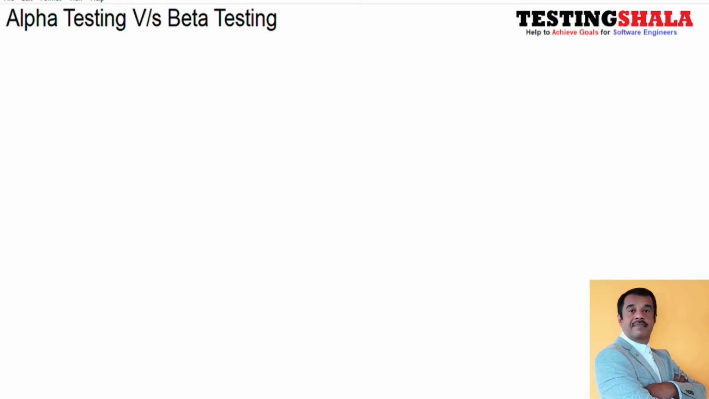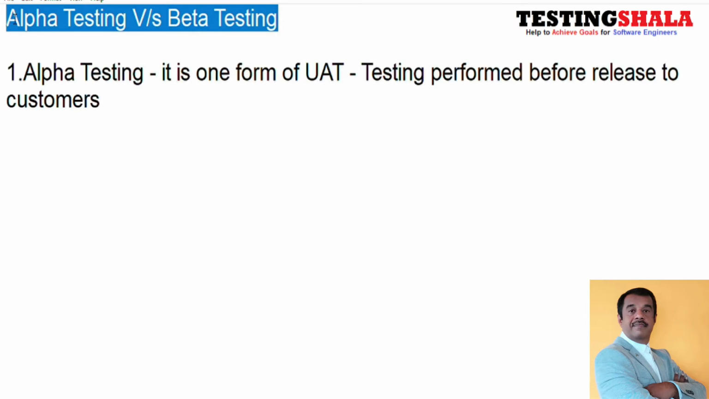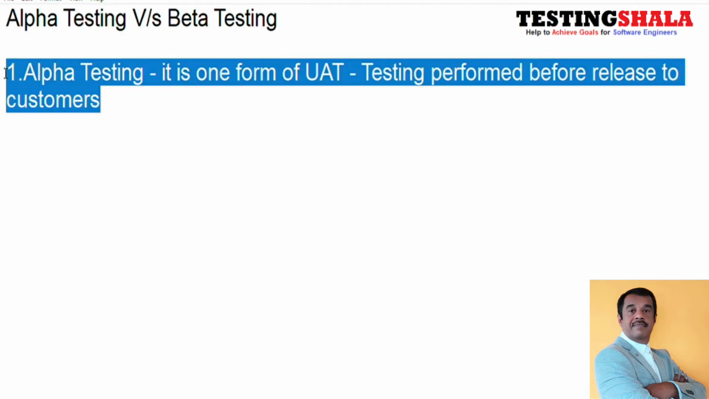Hi friends, welcome back. In this video, I will be discussing what alpha testing is versus what beta testing is. Alpha testing is a form of user acceptance testing. Normally this will be done before we release to the customer.